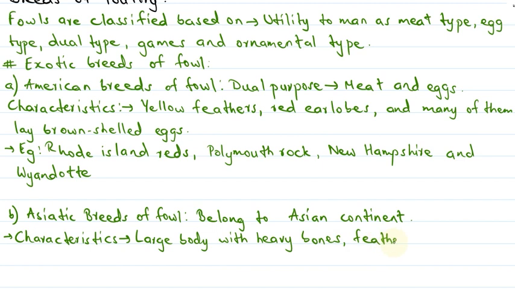They have feathered shanks, red earlobes, and yellow skin. They are used for egg and meat purposes.